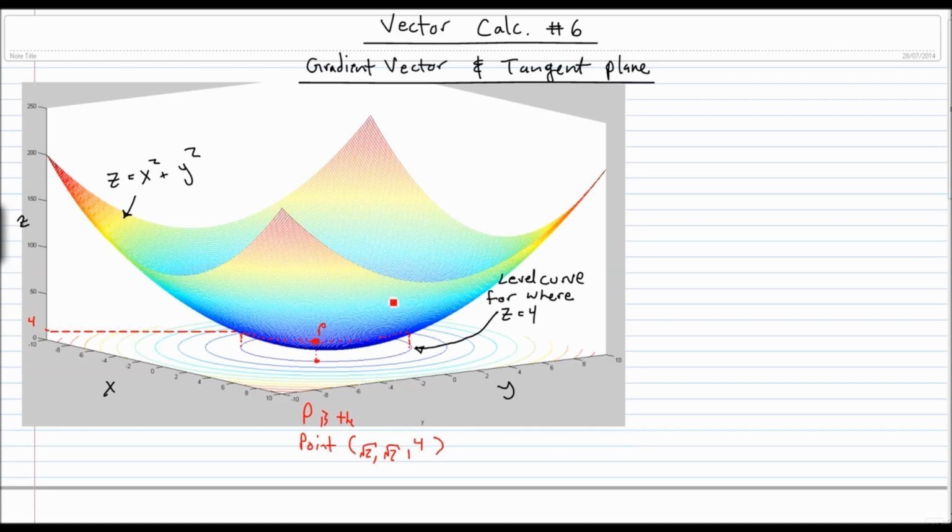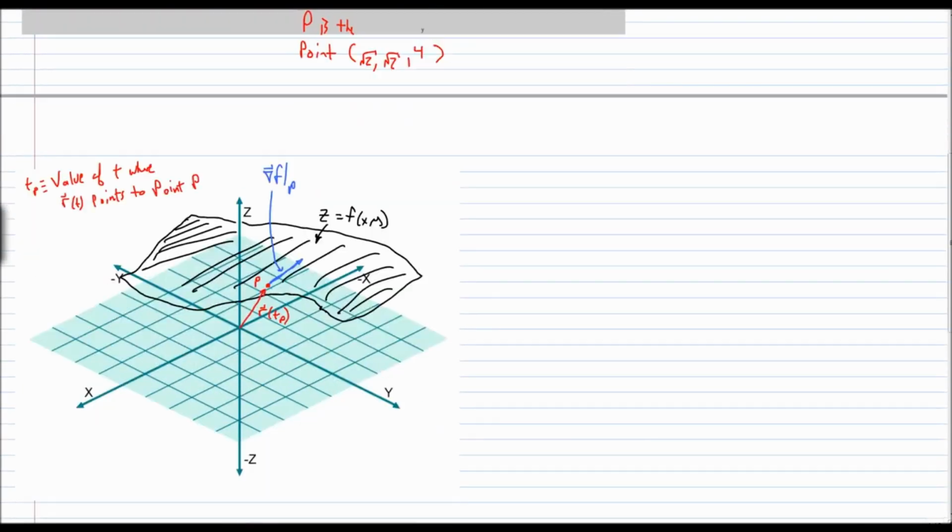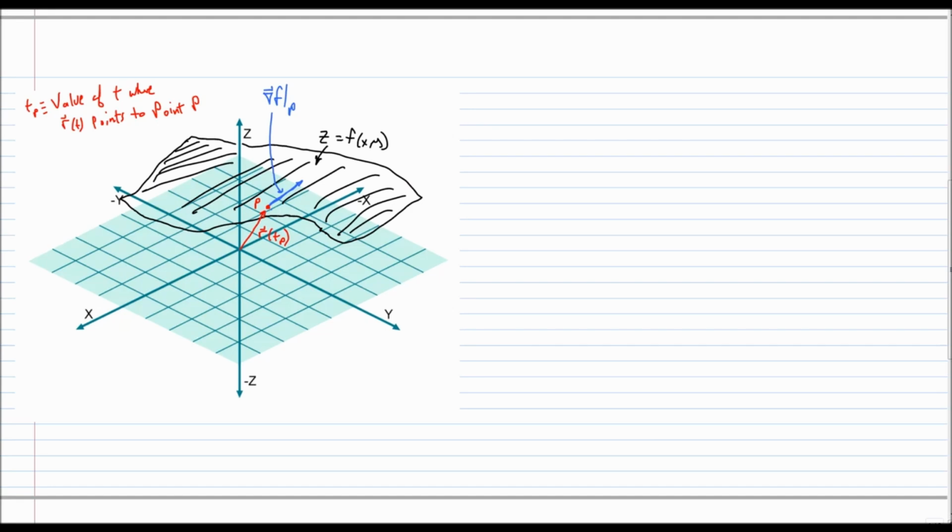But before I do that, I said in the last video that I was going to sort of prove that gradient vectors were perpendicular to level curves. So I'm going to do that now really quickly. Here we have some surface where I said that z equals some function of x and y. You can think of this surface like that, where z is a function of 2 variables.